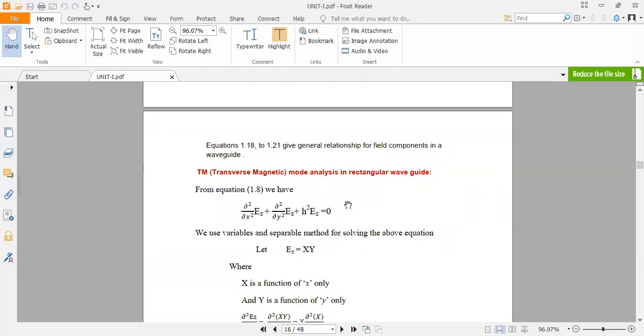So this is the first equation. This is called the Helmholtz wave equation, the Helmholtz wave equation for electric field. This is the expression we already derived. Yesterday we saw that this is a second order differential equation, so we need to find out the solution for this.